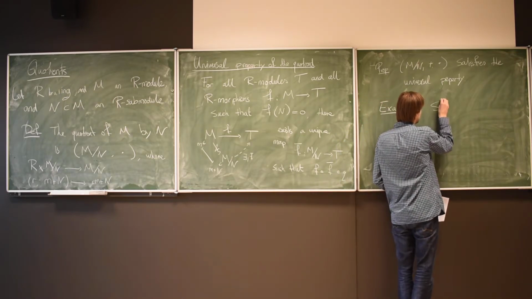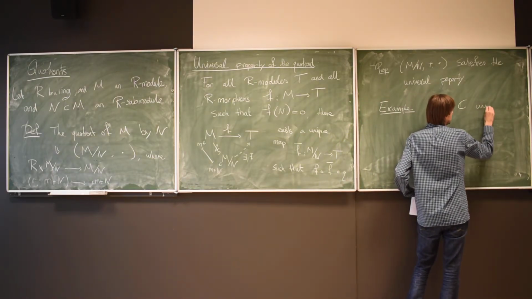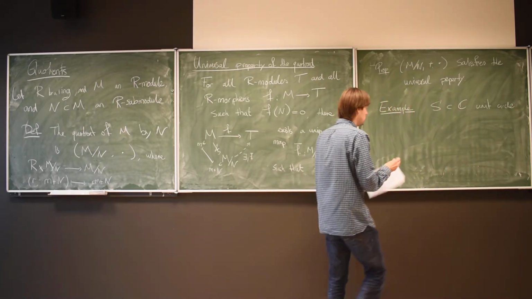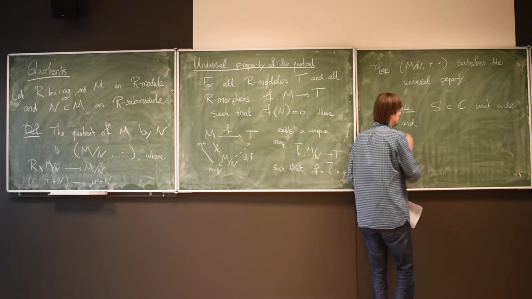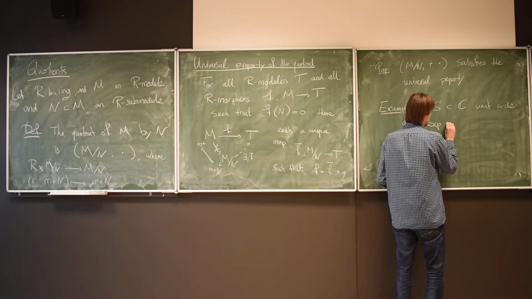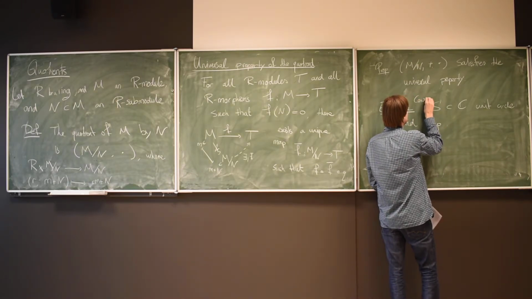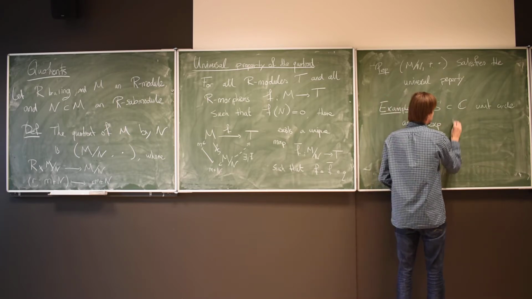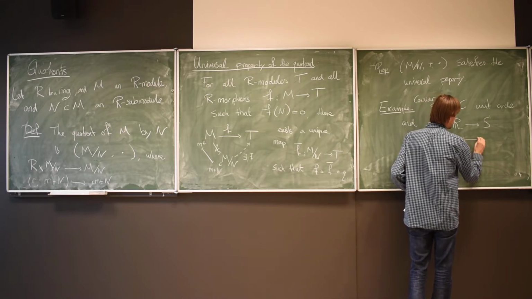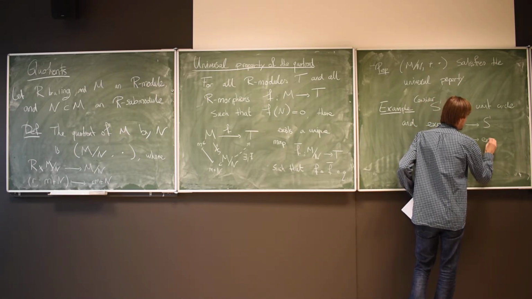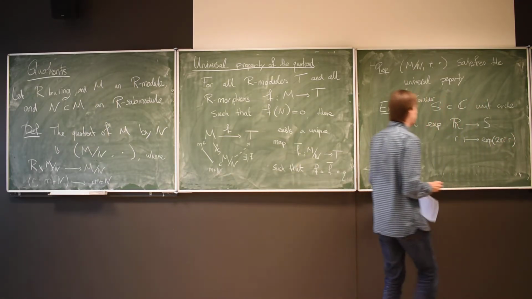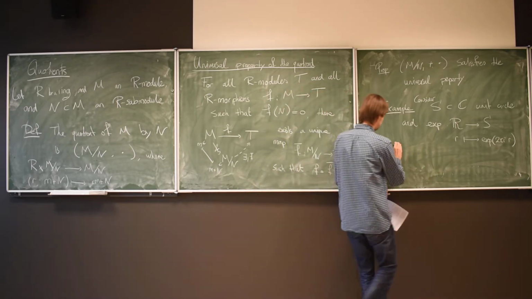So if I take S1 in C, the unit circle, and I take the exponential mapping. So consider the exponential mapping from R to S1 by sending a real number to the exponential of 2 pi i times r, like this.